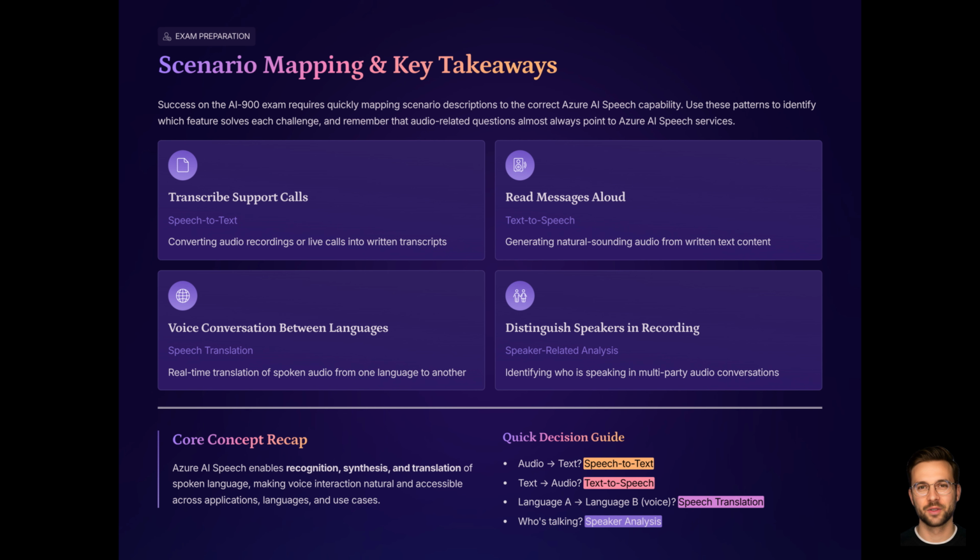You also saw how speech services can be combined with other Azure AI services, such as Azure AI Language for deeper analysis of transcripts, or Azure Bot Service for voice-enabled virtual agents. For the AI-900 exam, remember to check whether the input is audio or text. Identify whether you need recognition, speech-to-text, synthesis, text-to-speech, or translation. And look for clues about real-time translation or speaker identity.